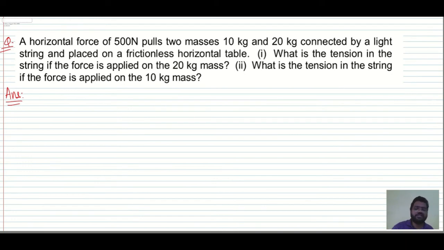Now in this question it is given that a horizontal force of 500 Newton pulls two masses, 10 kg and 20 kg, connected by a light string and placed over a frictionless horizontal table.